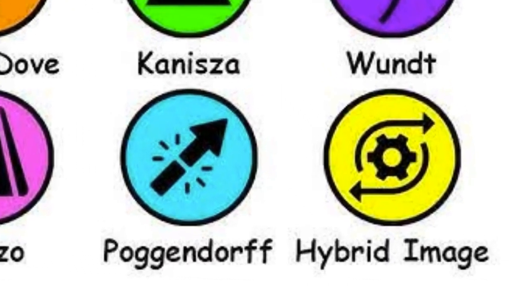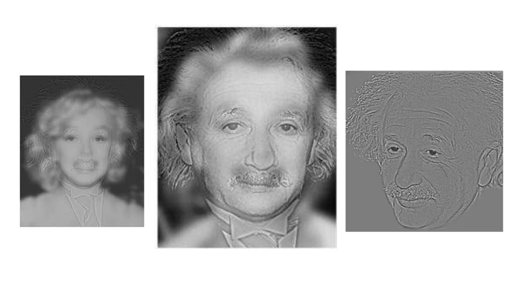Number 10. Hybrid image. Look closely at this image. From a short distance, you see Albert Einstein, but step back and it transforms into Marilyn Monroe. It's all about combining low and high spatial frequencies to create a dual image.